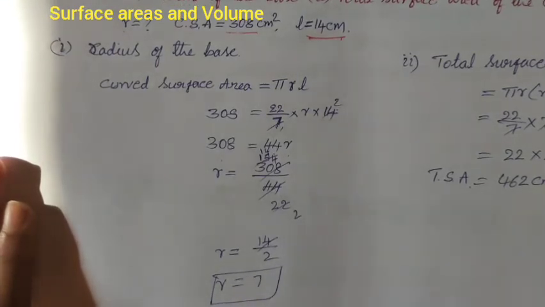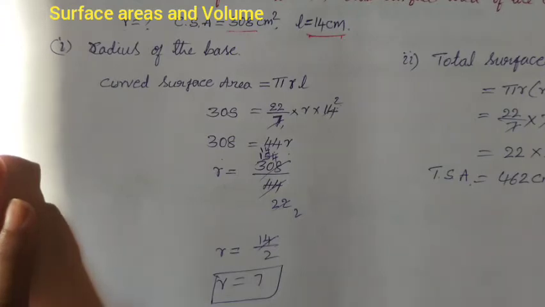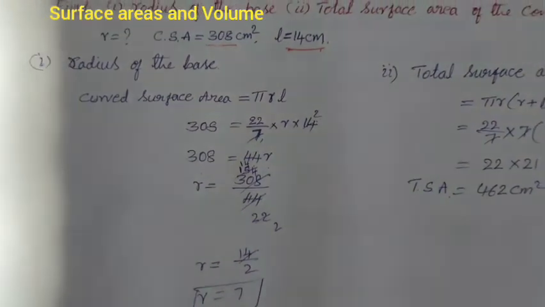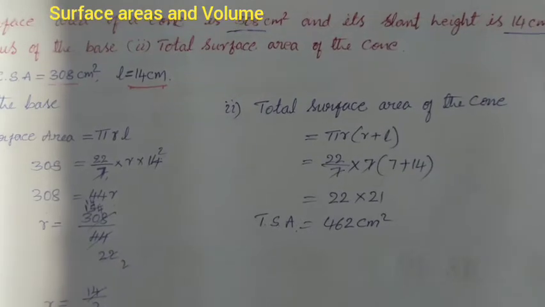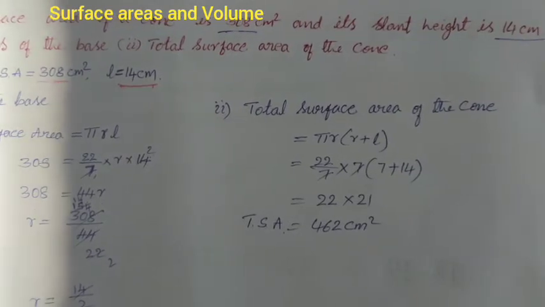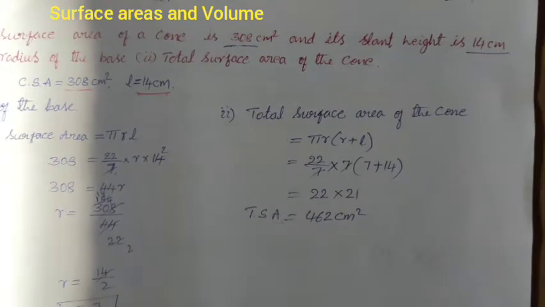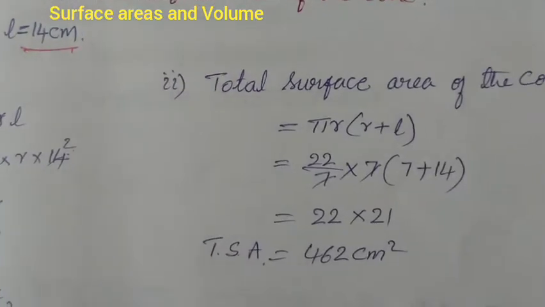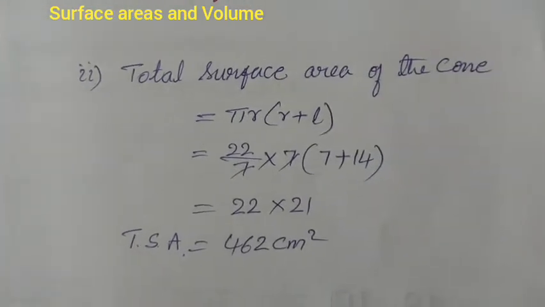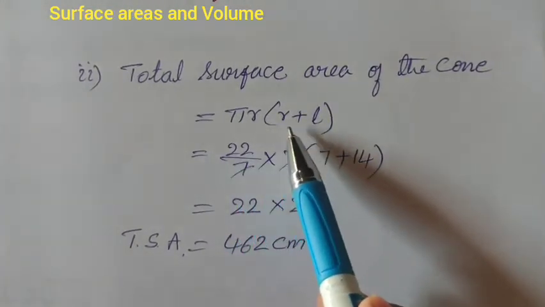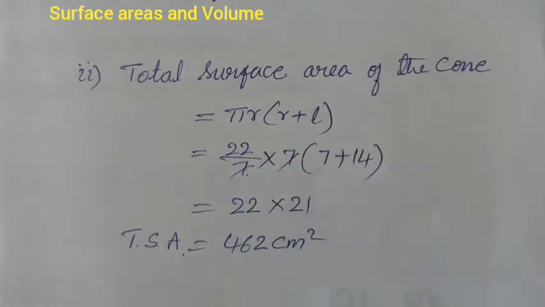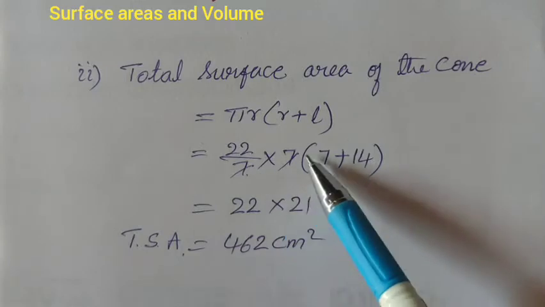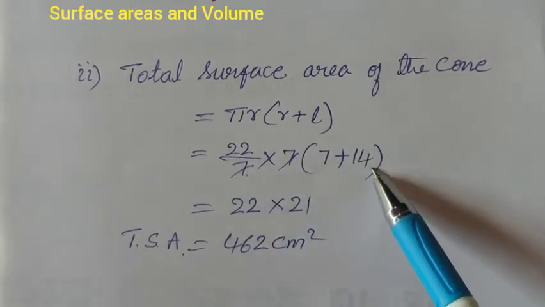So the radius of that cone is 7. Now again look at the second one, that is total surface area of the cone. What is the formula to use to find the total surface area? Yes, you can look at this one. The total surface area of the cone is pi r into r plus L. The pi value is 22/7, r is found, that is 7, and L is given, that is 14.